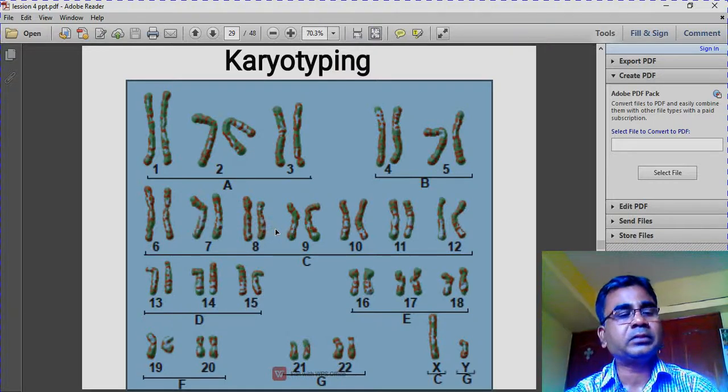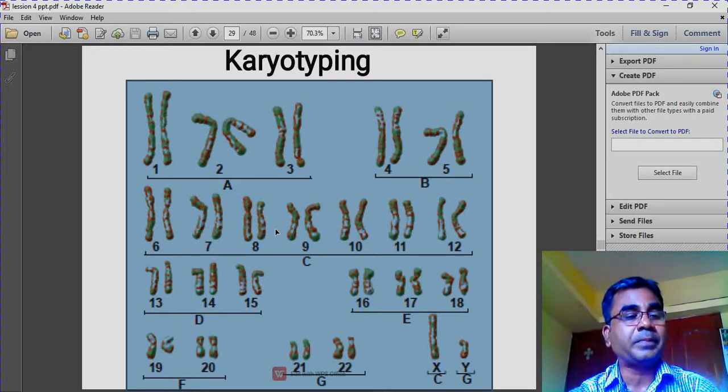Before the birth, we can find out whether the person is male or female, or whether the child is normal. Is there any chromosomal abnormality? Is there any chromosomal aberration? All these things we can know already, so before birth itself, we can understand.